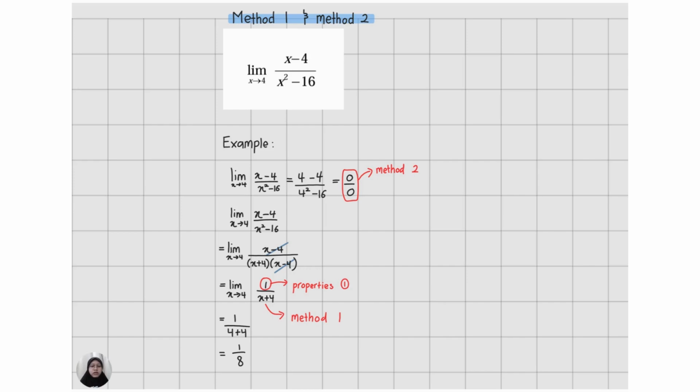We can just write the 1 because it is property 1. And for x plus 4, we use method number 1, which is direct substitution. And we will get the answer 1 over 8.